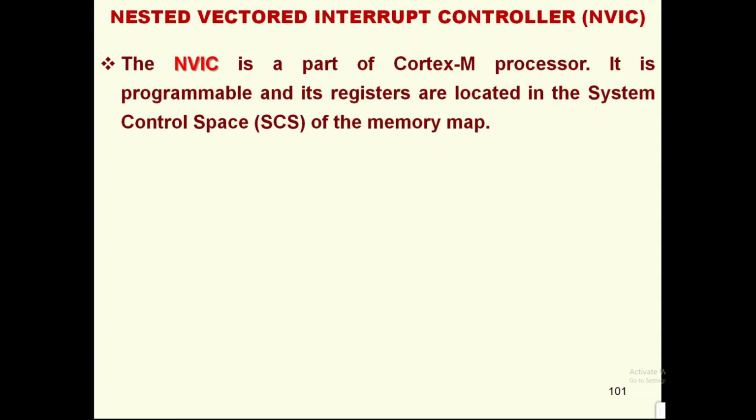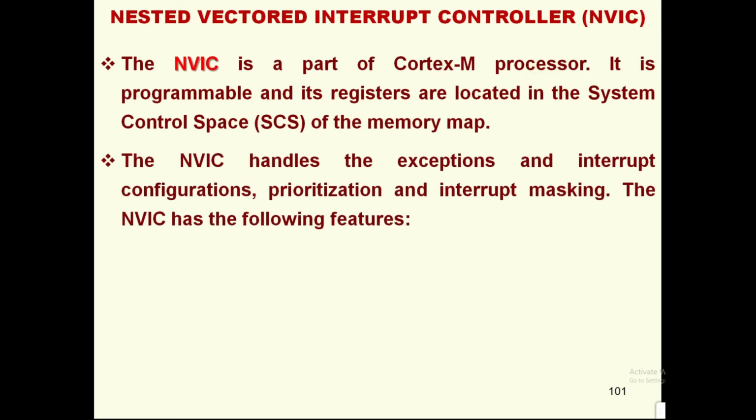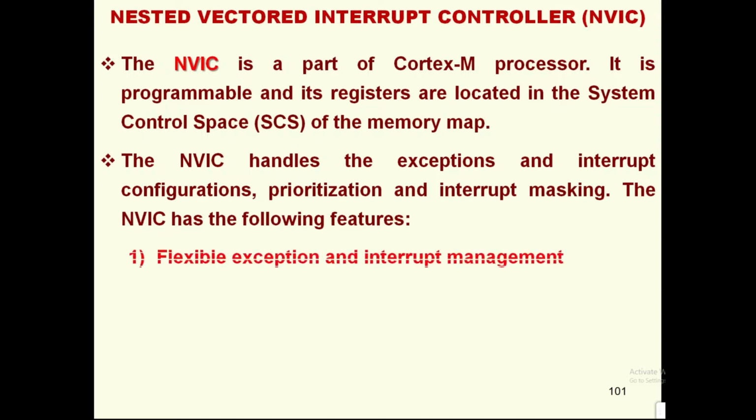The nested vector interrupt controller is a part of the Cortex M processor. It is programmable and its registers are located in the system control space of the memory map. The nested vector interrupt controller handles the exception and interrupt configurations, prioritization and interrupt masking. The NVIC has the following features.